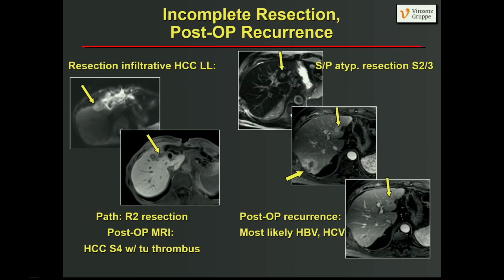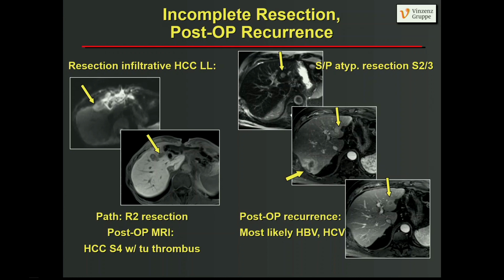Here you have a patient with an incomplete resection. From the information of the preoperative CT, the surgeons thought that this was just a small HCC in the left lobe, and then the path report came back which said incomplete resection. So then we did an MRI post-operatively.